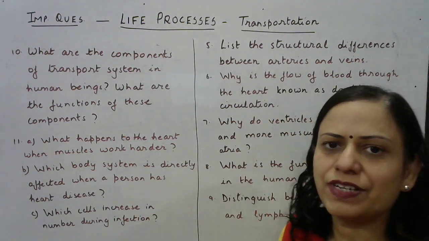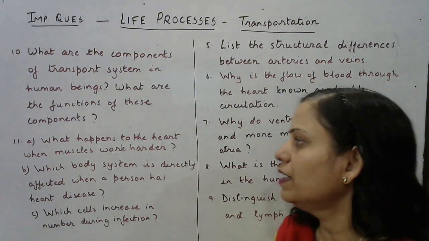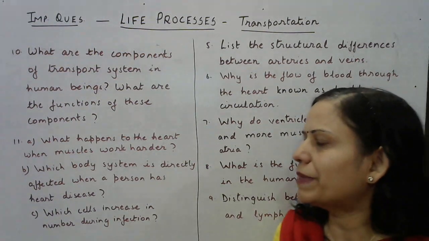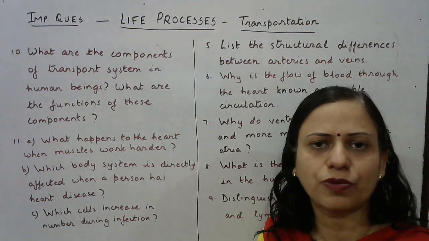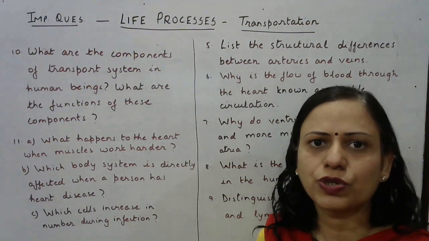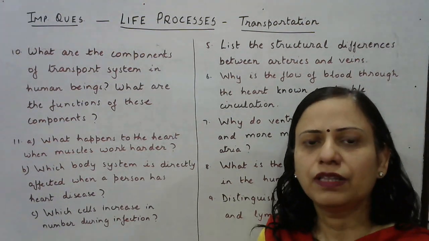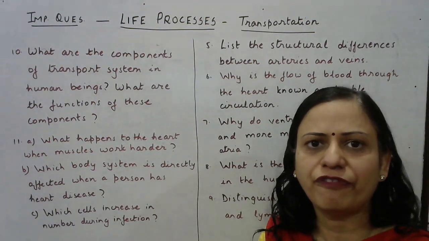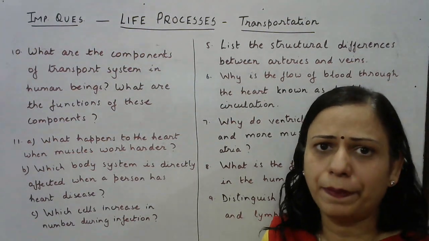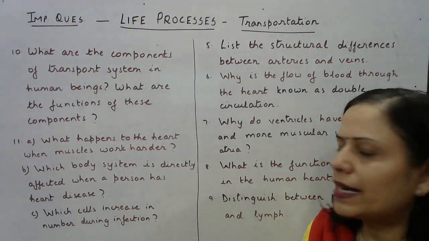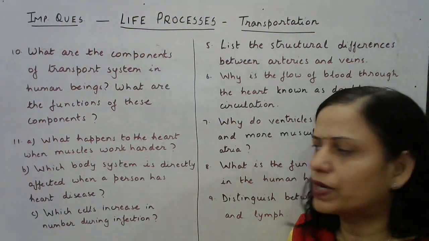Then question number 11, which is the last question from this topic. What happens to the heart when muscles work harder? Obviously, when the muscles work harder, the oxygen requirement of the body increases. So the heart has to pump the blood faster. So the rate of beating of the heart will increase. The heartbeat will go up. It will increase. So the heart has to work harder when the muscles have to work harder.